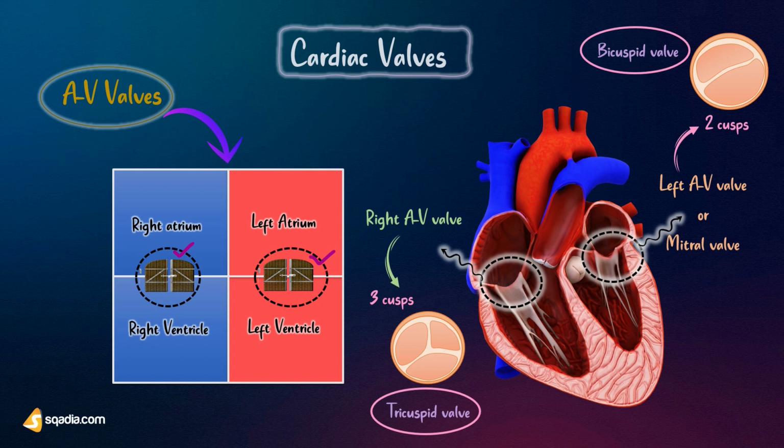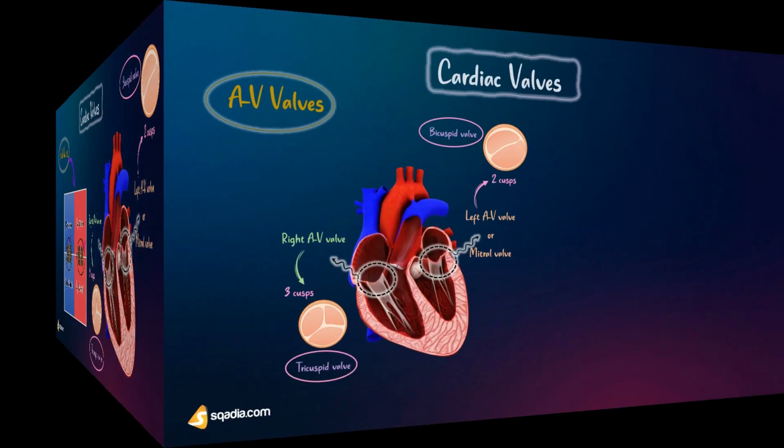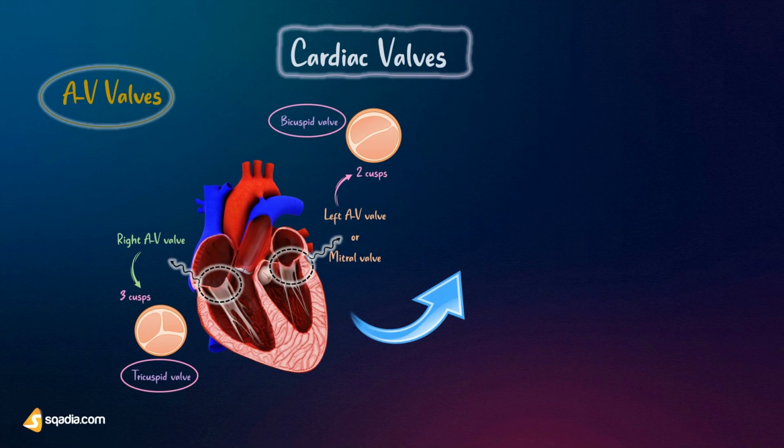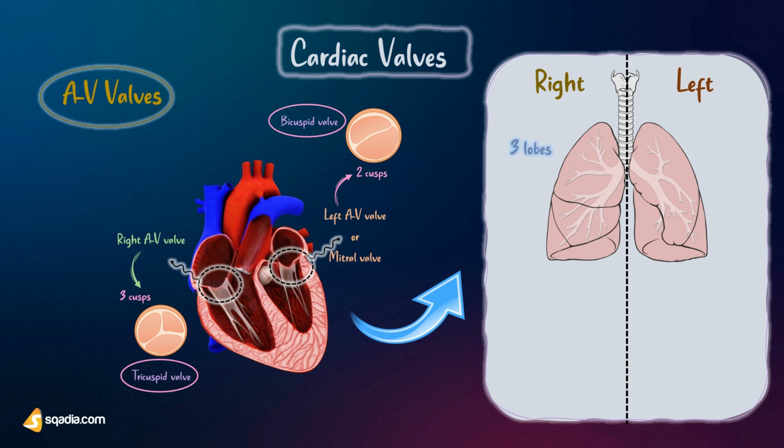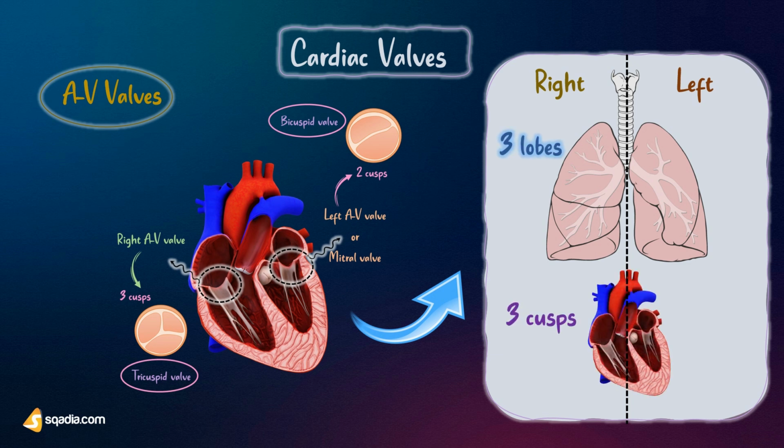Tri for 3. Well, here is an easy trick to remember these AV valves. As the right lung has 3 lobes, and so the right AV valve is tricuspid with 3 cusps, whereas the left lung has 2 lobes, and so the left AV valve has 2 cusps and is bicuspid.